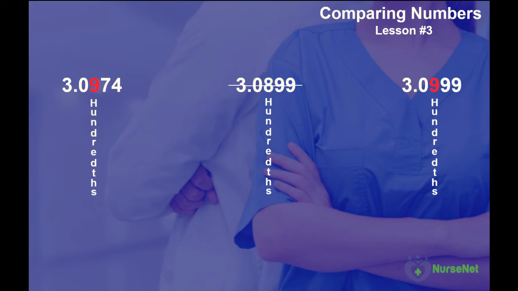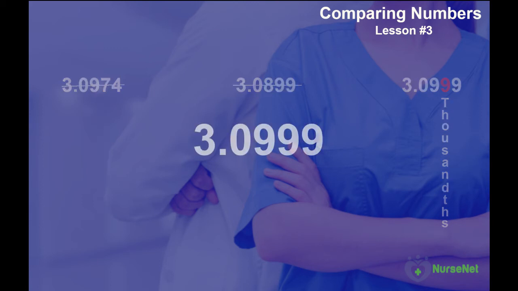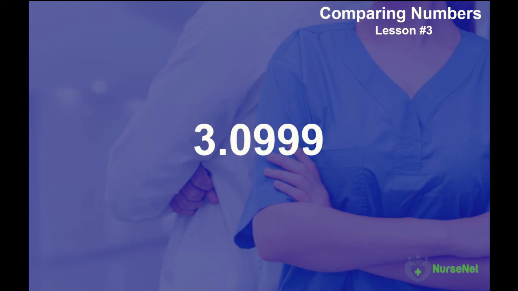However, both 3.0974 and 3.0999 have a 9 in the hundredths column. We must therefore look at the thousandths column, where the highest number again is a 9. Therefore, 3.0999 is the highest value number in this sequence.